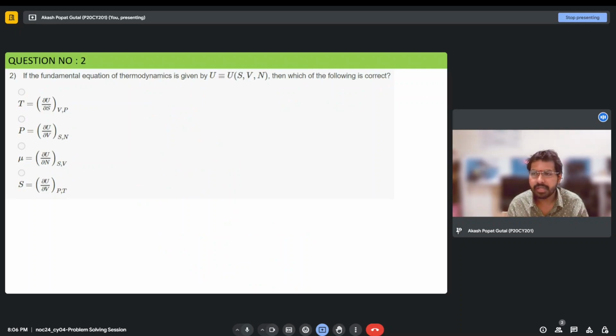This next question: if the fundamental equation of thermodynamics is given by U in terms of S, V, N, then which of the following is correct? Try to solve this problem.